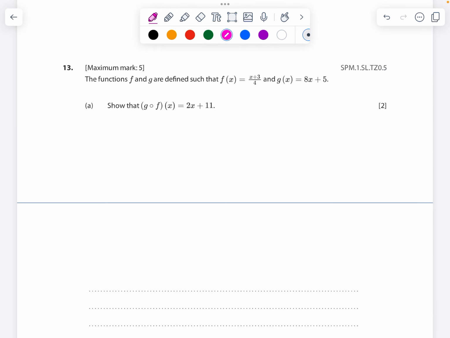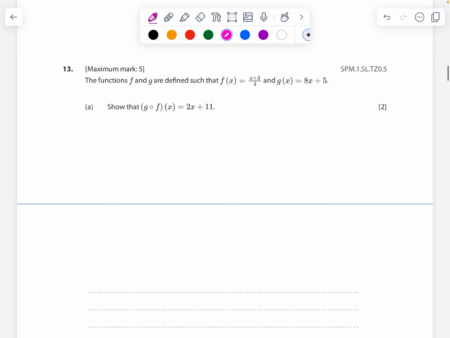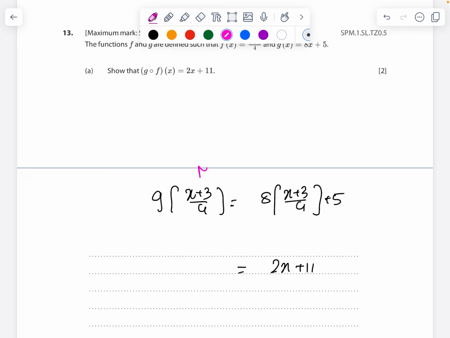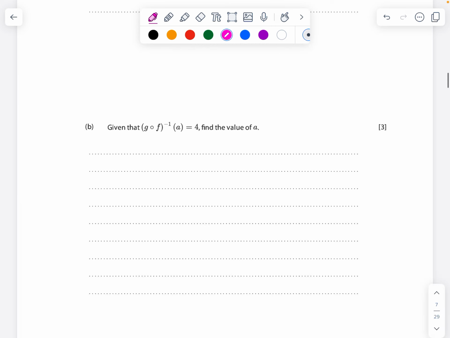The function f of x is given, g of x is given. Show the g circle of f. So g circle f of x plus 3 upon 4 is 8 times x plus 3 upon 4 plus 5, which is going to be 2x plus 11. Method 1 mark over here, accuracy 1, and this is so given.